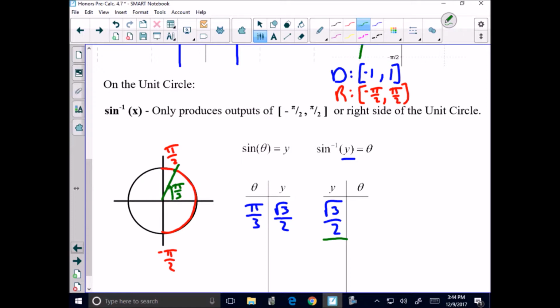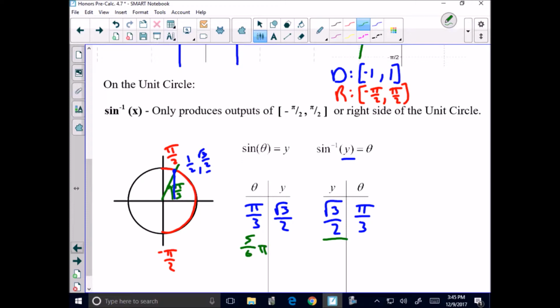And that's the least amount of rotation that will give me that square root of 3 over 2 as a vertical change. We see that in the ordered pair on the perimeter of the unit circle. And so right here we would say that the output the inverse sine would generate would be pi over 3. So let's say we evaluate a rotation of 5/6 pi.